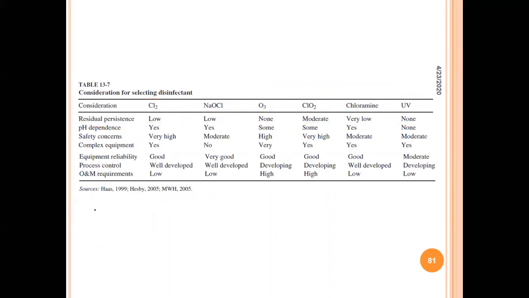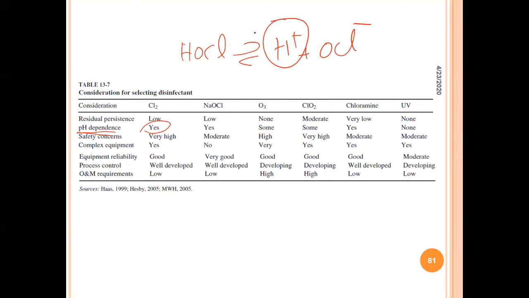Our other consideration is pH dependence. Of course, as we mentioned, chlorine has pH dependency because the HOCl has this kind of dissociation. But sodium hypochlorite also has the same, but not ozone. Sometimes chlorine dioxide, sometimes chloramine, of course chloramine, but not UV. And some other concerns you can see here using this chart also.